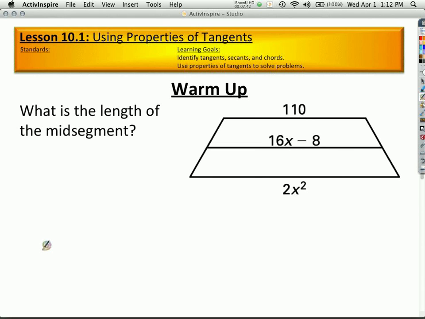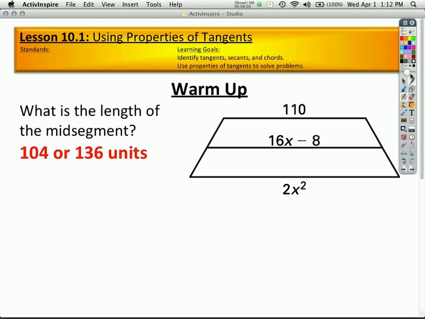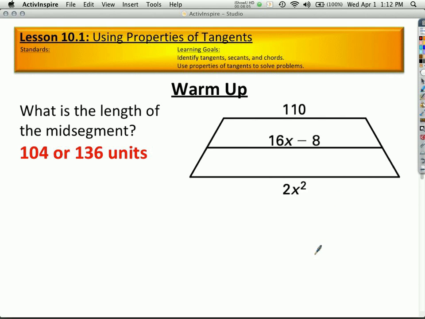The correct answer is, there's actually two answers, 104 or 136 units. If you got one of the answers, then you can go ahead and mark it correct, although technically you're supposed to get both answers. So, as I walked around, I saw a particular type of struggle happening. I don't think this struggle was geometry, I think the struggle was algebra. But let's make sure we got the geometry down.